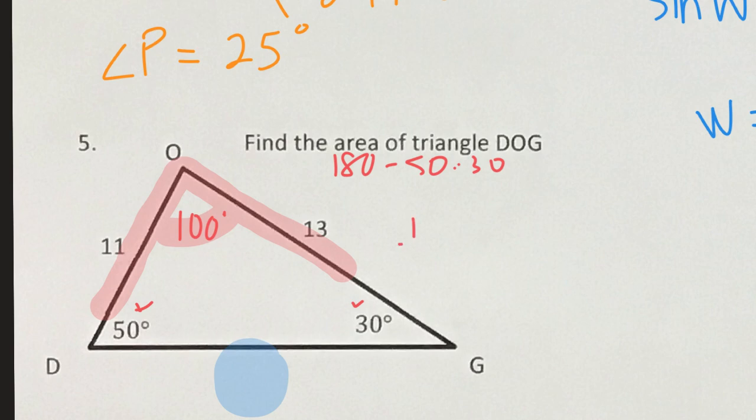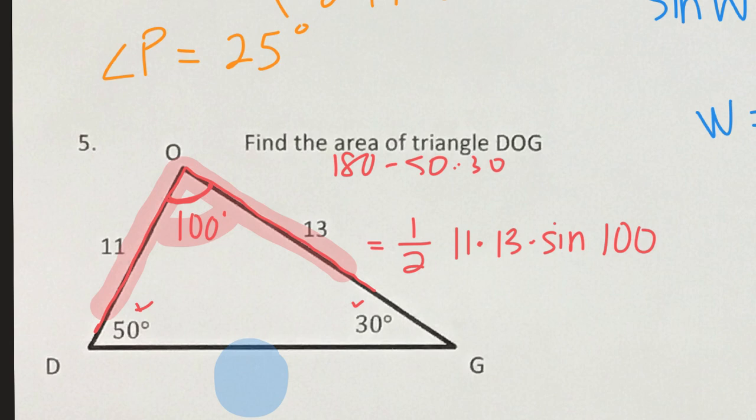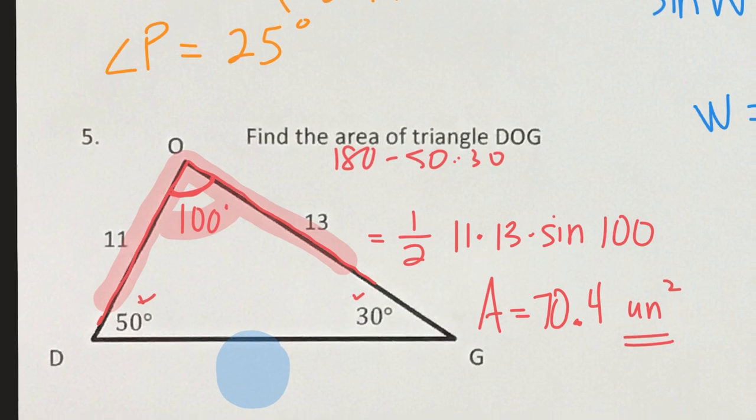So we can use the formula 1/2 ab times the sine of the angle between them in order to find the area of this triangle. You have your 2 sides, 11 and 13, and we have 100 degrees between them, so we can use this formula to find the area of our triangle. My calculator says 70.4 is the area of that triangle. My units are units squared whenever we're talking about area. So make sure if it were inches, it were square inches, or centimeters, square centimeters.